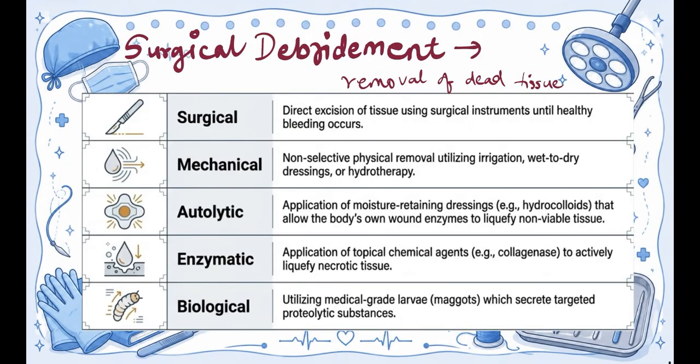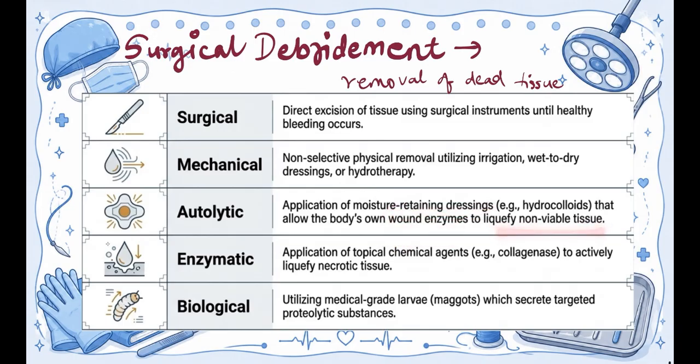A critical component of this surgical intervention is debridement. This is the essential removal of devitalized or dead tissue. Doctors have an entire arsenal of methods for this. They can surgically cut away dead tissue until healthy bleeding appears. They can mechanically wash it away. They can use special autolytic dressings. These dressings allow the body's own enzymes to dissolve the necrosis.